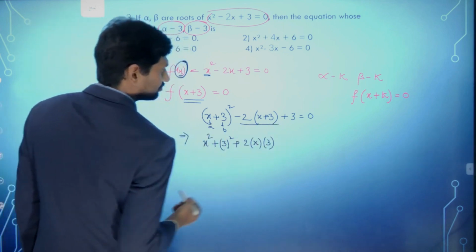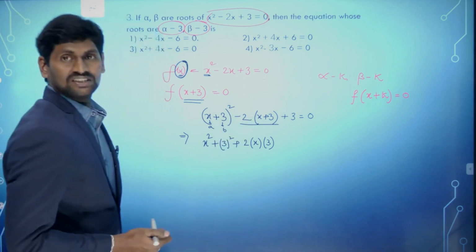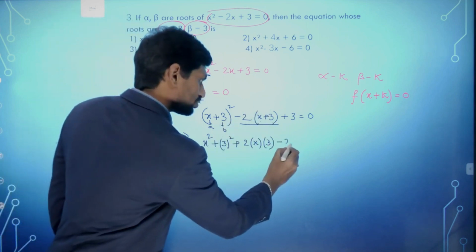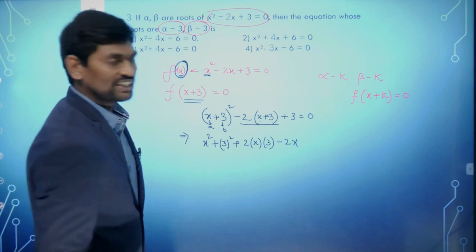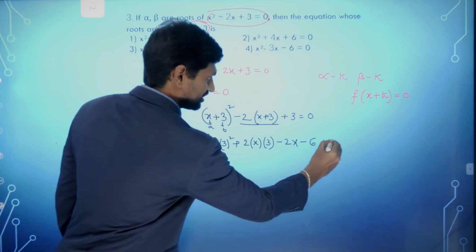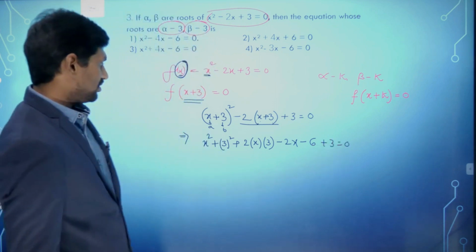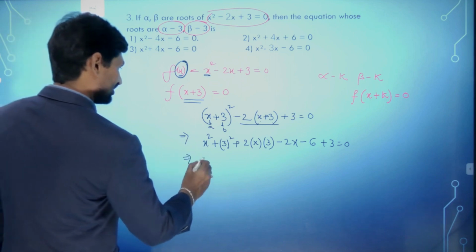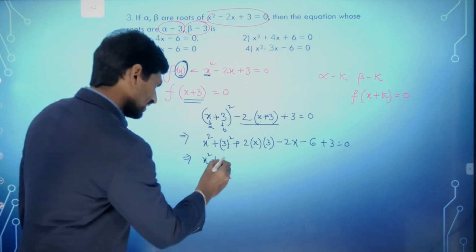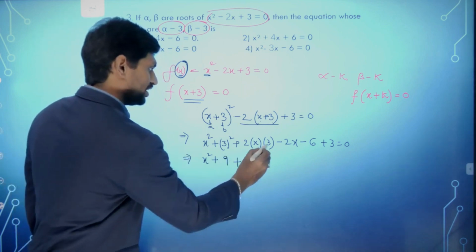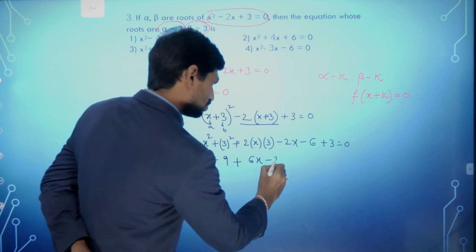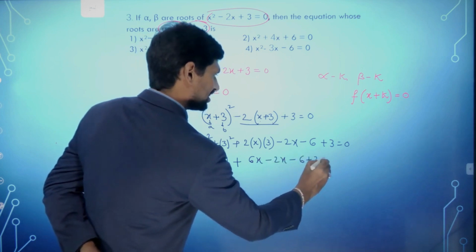Next, this one, minus 2 into x plus 3. The bracket's 2 terms should be multiplied with minus 2. So minus 2 into x, minus 2x, minus 2 into 3, minus 6. Last constant term plus 3 as it is, equal to 0. Now check, x square is as it is. 3 square is nothing but 3 into 3. 3 threes are 9. Plus 2 into 3, 6, into x, 6x. Minus 2x minus 6 plus 3 equal to 0.